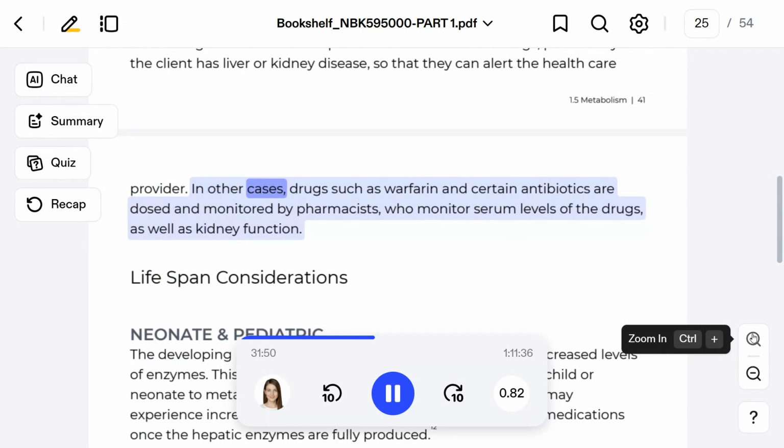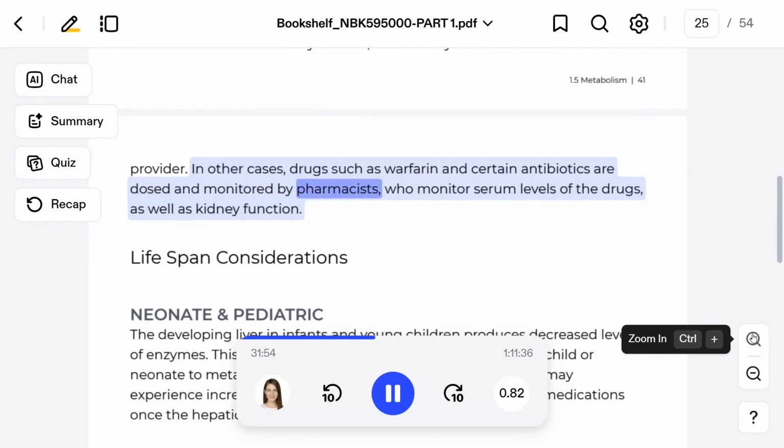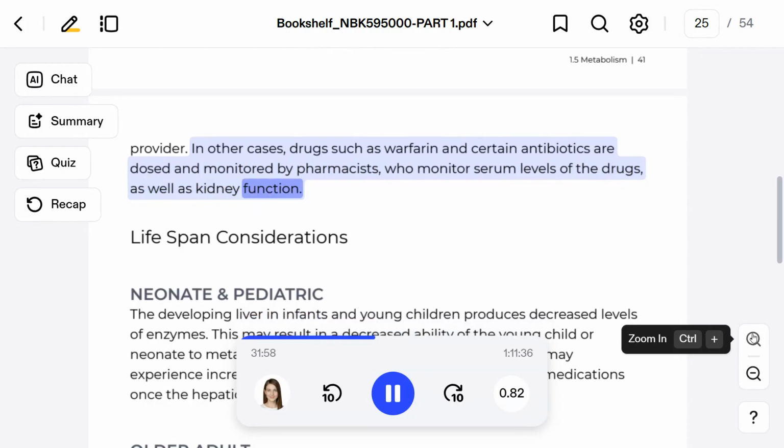In other cases, drugs such as warfarin and certain antibiotics are dosed and monitored by pharmacists, who monitor serum levels of the drugs, as well as kidney function.